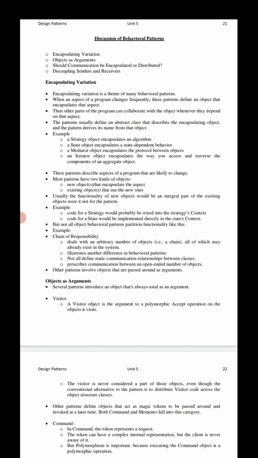For example, we see now a chain of responsibility. What does the chain of responsibility do? The chain of responsibility deals with an arbitrary number of objects. That means a chain, all of which may already exist in the system software.